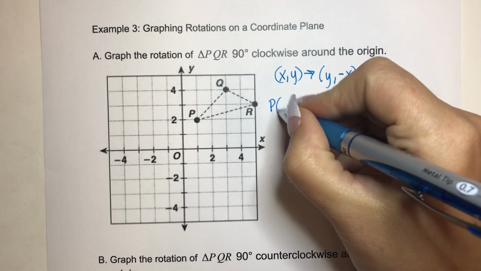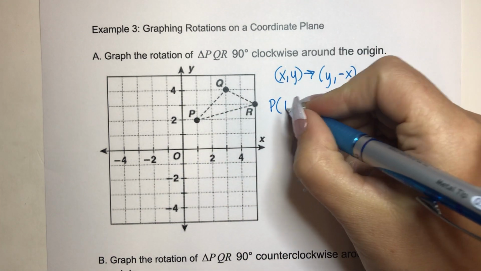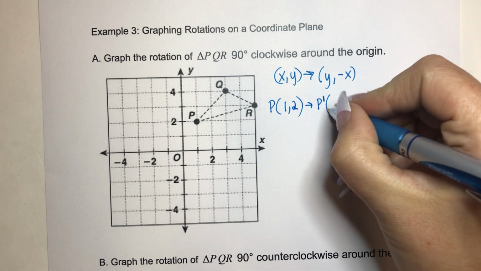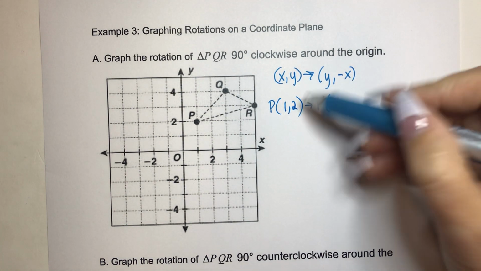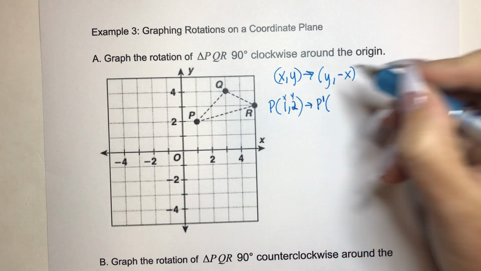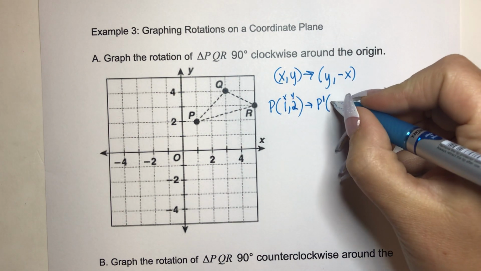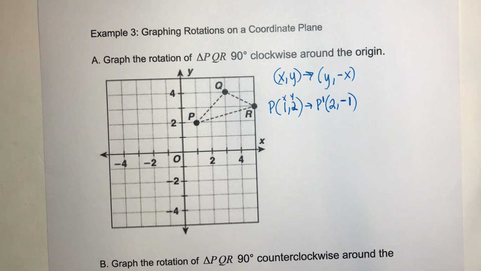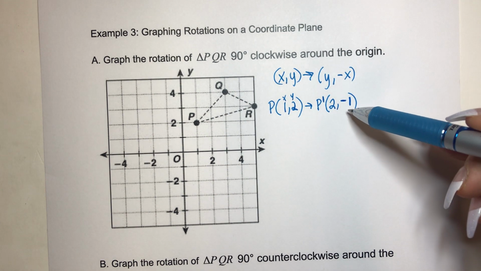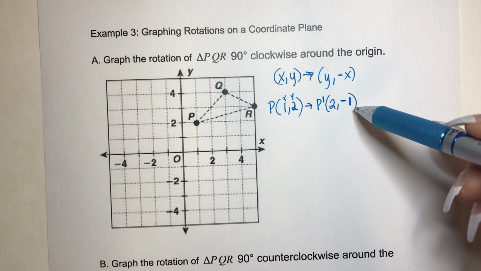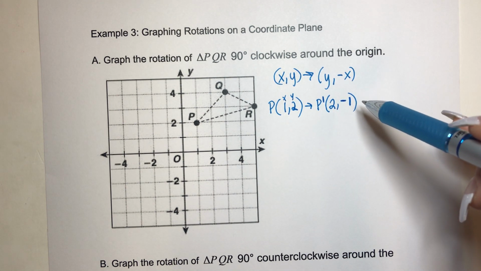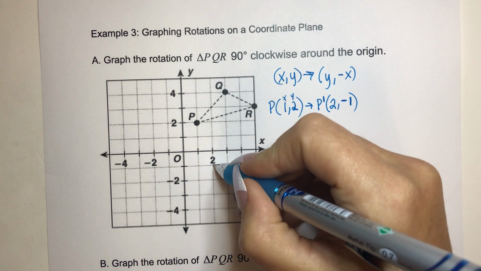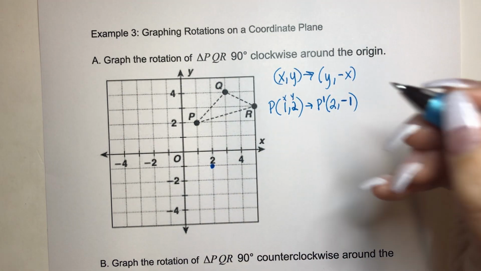So let's start with P. P is (1, 2). And then we're just going to apply this rule to get P prime. This is the x and this is the y, right? So the y goes first, which is 2, and then the x becomes negative, which would be negative 1. And so that is my new point after a 90-degree clockwise rotation around the origin. So (2, negative 1). This is my P prime.